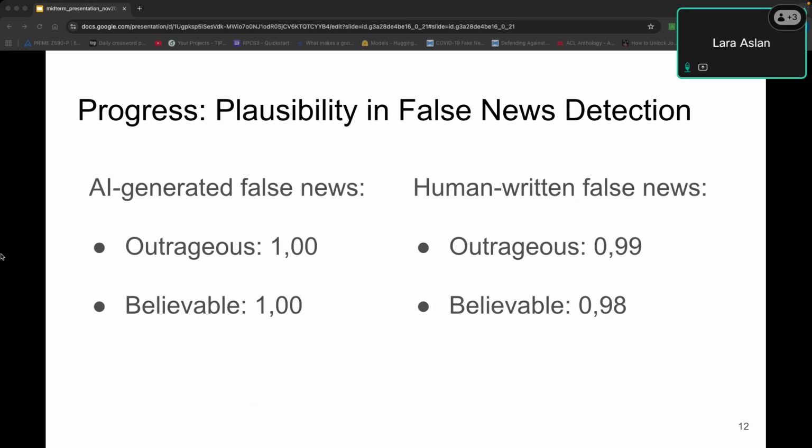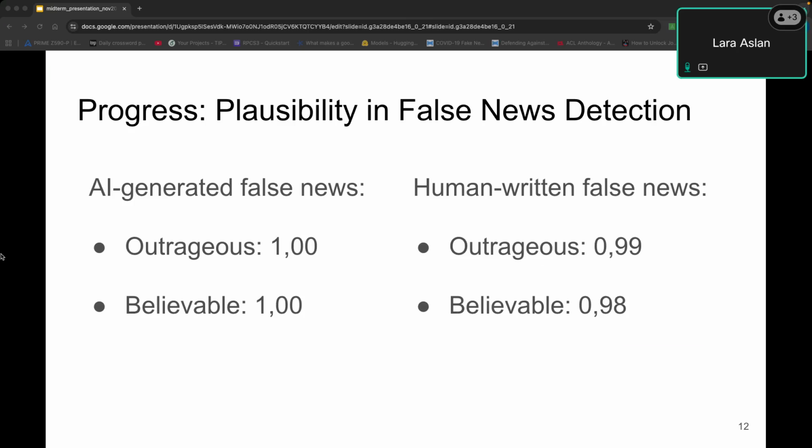Okay, and then what about content plausibility? Does it affect a model's ability to detect it? For this, the false news were categorized into outrageous and believable. Outrageous means a news article that is both false and not believable, and believable means an article that is false but sounds believable. This was done to test if a more sensational and obvious false news is easier to detect.